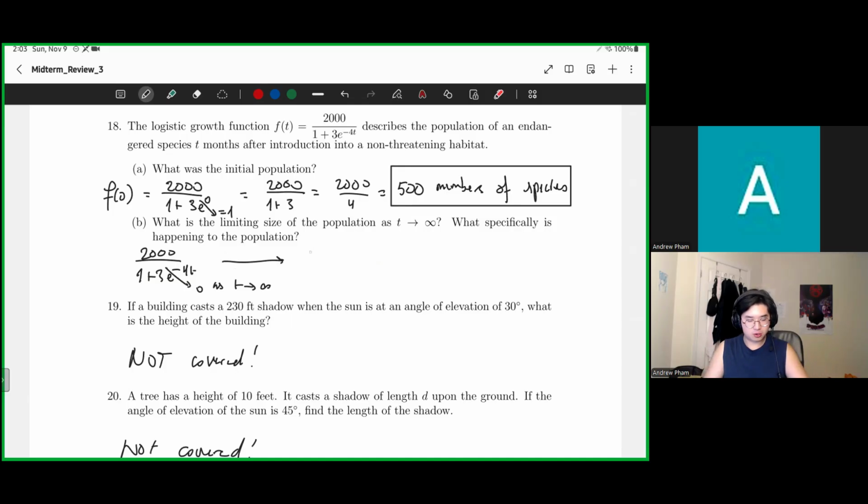So really, as t goes to infinity, I have 2,000 over 1 as my population, which is just going to be 2,000 members of the species.